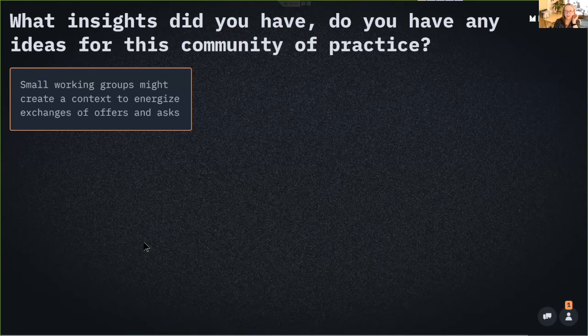And those of you who are new to social system mapping, that's one of the great things about this particular mapping, is that we can always be adjusting and adapting it. I'm seeing here, small working groups might create a context to energize exchanges of offers. And interestingly, we actually have a plan. Narayan wanted to do a thing of that. So we're actually going to do a deep dive with something related to that.